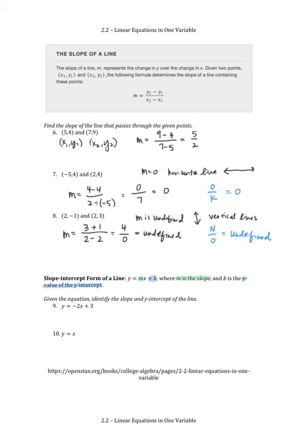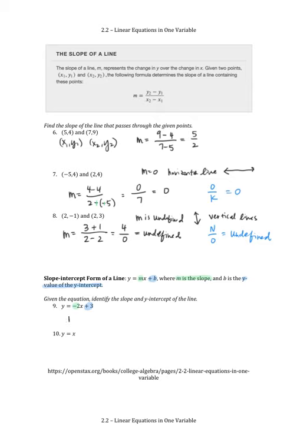So for the next two, 9 and 10, we're going to identify the slope and the y-intercept based on the equation. So look at number 9. It's already in the slope-intercept form. So the number in front of the x is your m, and your constant is your b. So let's see how to write these.